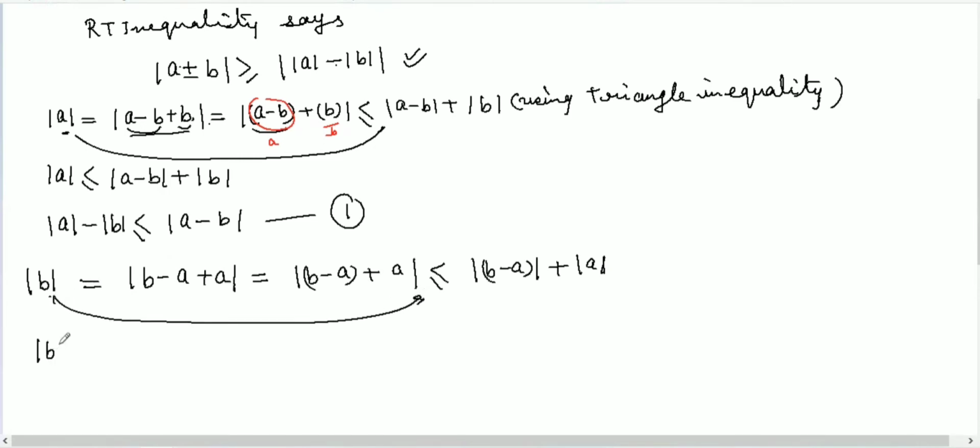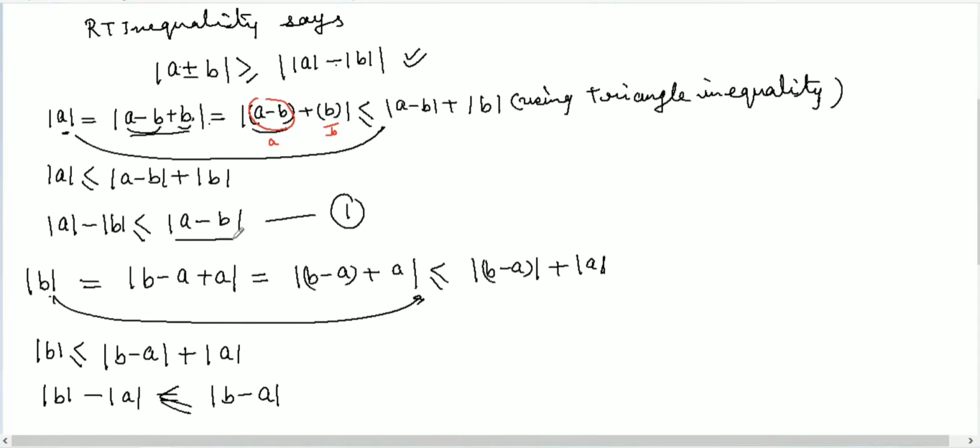So absolute value of B is less than or equal to absolute value of B minus A plus absolute value of A. Bring this absolute value of A over to this side. So absolute value of B minus absolute value of A is less than or equal to absolute value of B minus A.